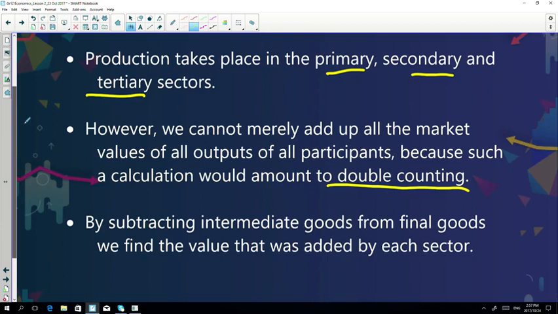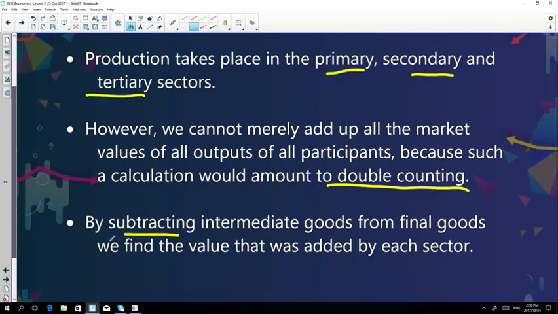By subtracting the intermediate goods from final goods, we find the value that was added by each sector, because it's important when reporting on economic activity that you can look at individual sectors and see how they are performing. For a particular report, we might just want to know how the primary sector is doing. How's our mining and fishing industry? And because we've been dealing with all sorts of things, what happened in Marikana, what's currently happening with the drought and all that, all those things will have an impact on how we report on the primary sector.